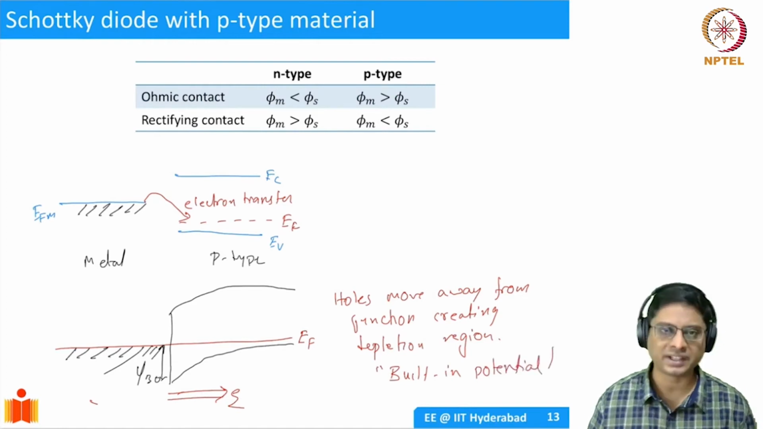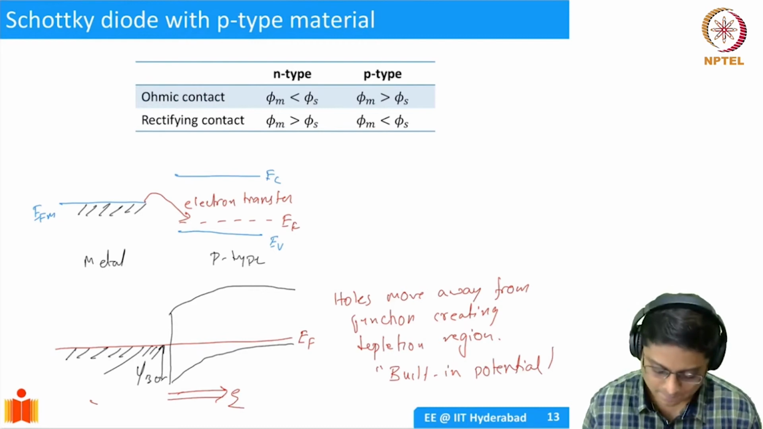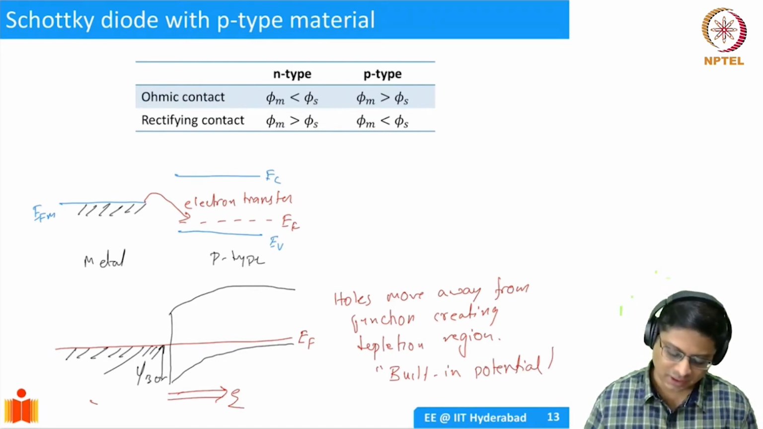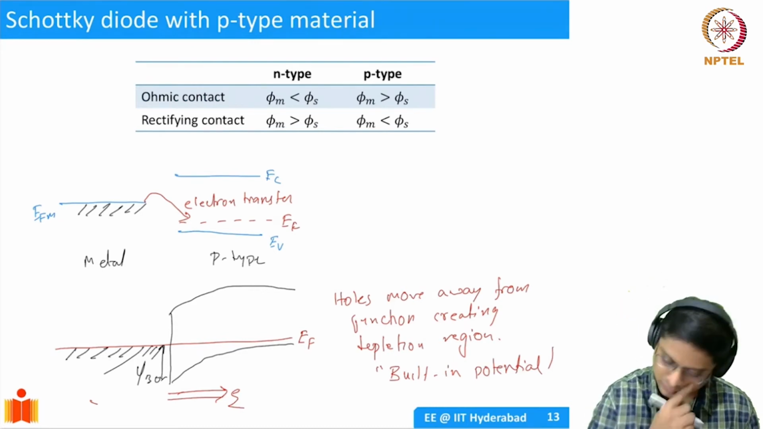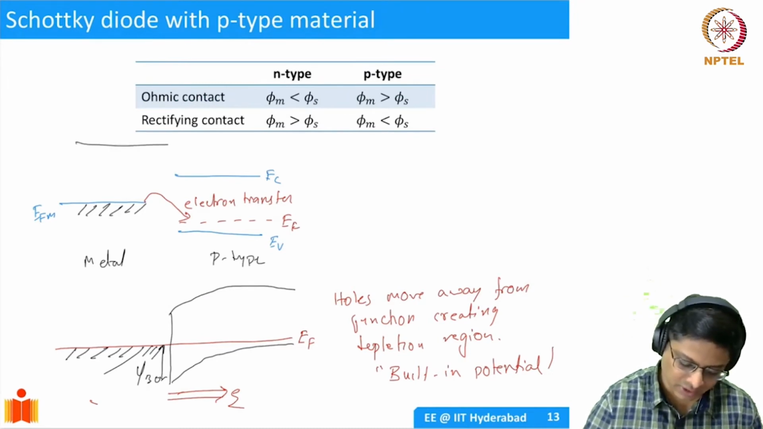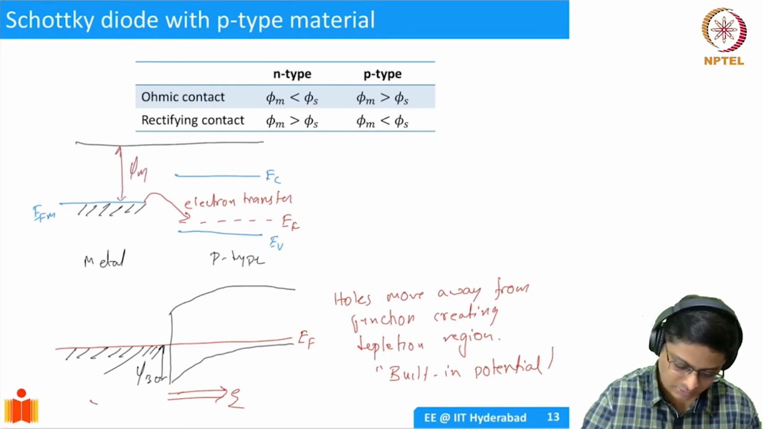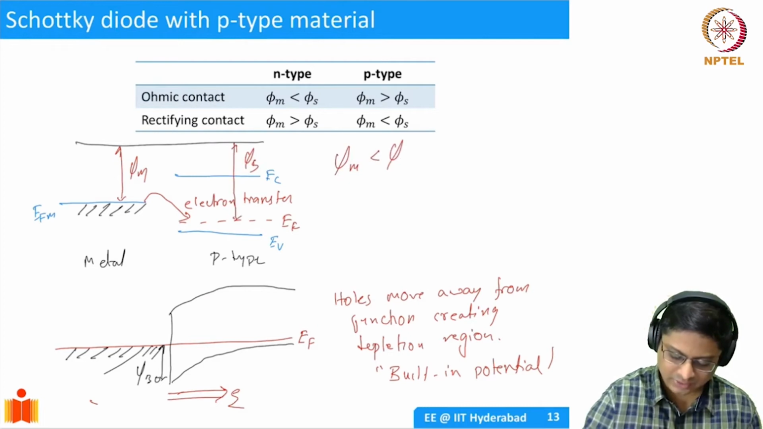And you have a barrier for electrons to holes to flow. So because of this, if I take my reference level to be this, this is my phi m and this is my phi s. So phi m less than phi s implies rectifying.